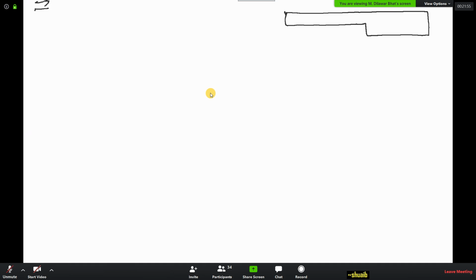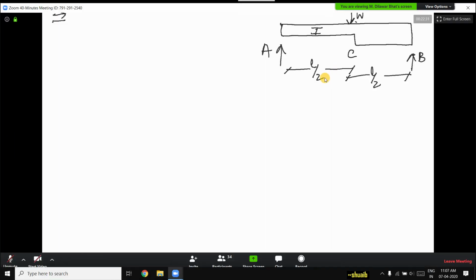It is simply supported this way, at this point. Let's say this is point A, this is point B, and this is your point C. It has a load W at C, and this is at a distance of L/2, and this again is at a distance of L/2. That means from A to C we have a flexure rigidity of EI, and from C to B we have 2EI.